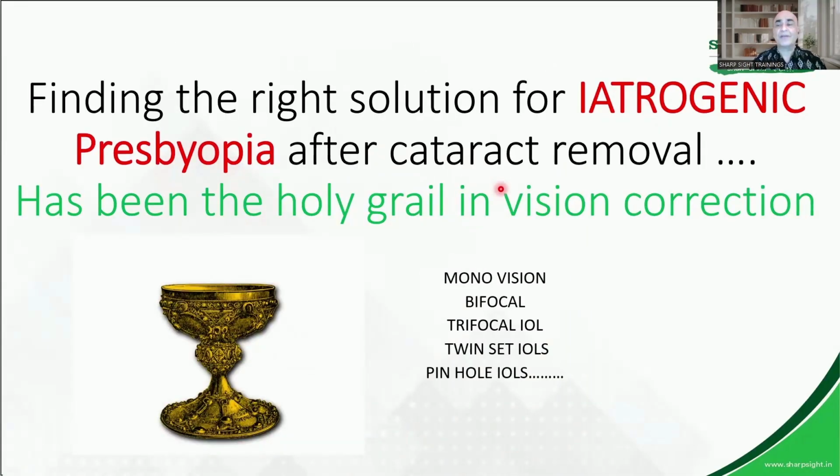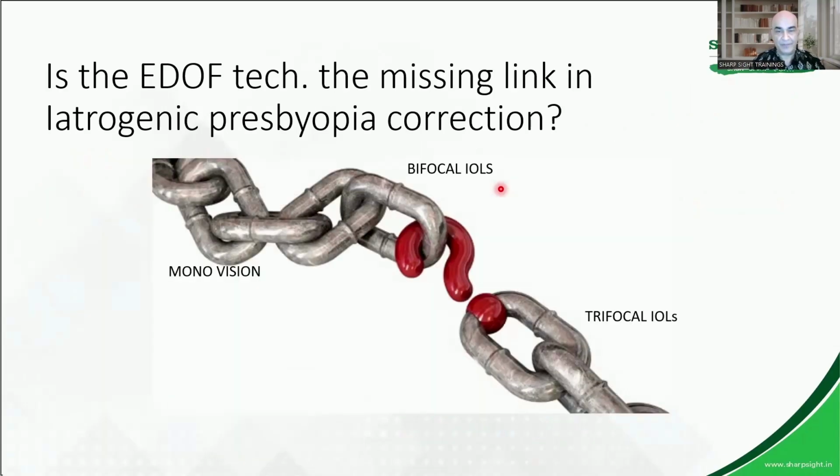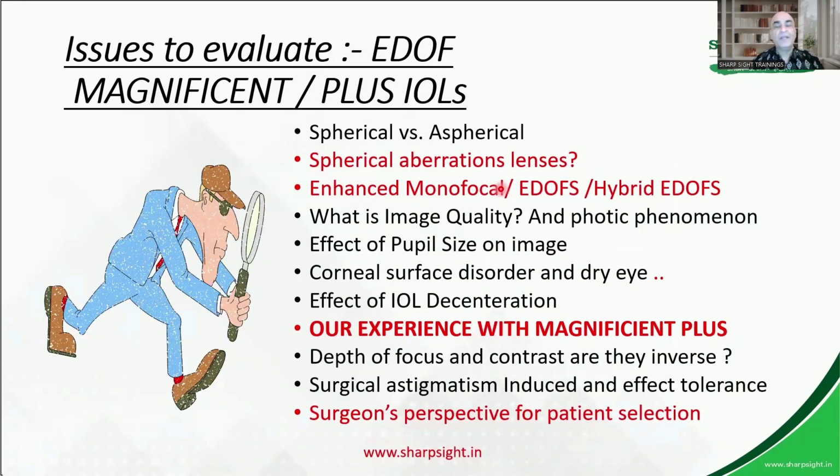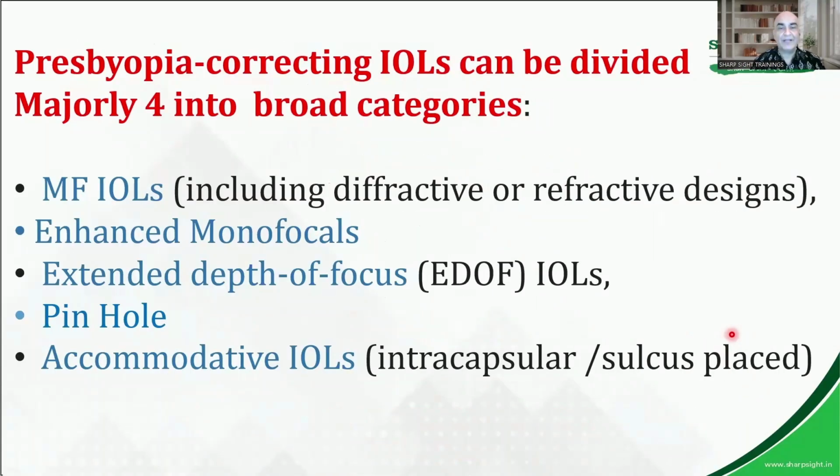Now, we are looking for the right solution for iatrogenic presbyopia. The presbyopia corrected in a cataract patient, or created in a cataract patient, is actually done by the cataract surgeon. We've dealt with monovision, bifocals, trifocals, pinholes, and now the EDOF IOLs. So are the EDOF lenses or the enhanced monofocal lenses the missing link for correction of presbyopia? In this presentation, we will be discussing more our experience with the Magnificent Plus IOLs and also something about the basics of spherical aberrations.